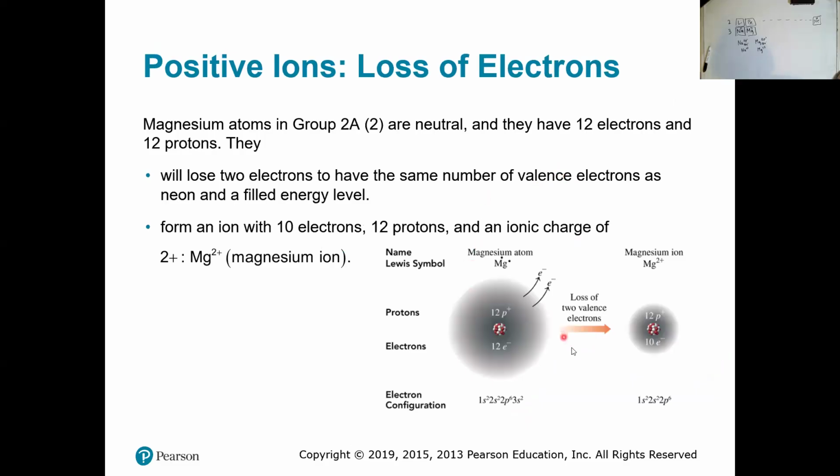They're showing the same thing for magnesium here. Magnesium has 2 valence electrons. So when it loses its electrons, again, it's going to shrink down, get smaller. And it's also going to end up with the same valence electron configuration as neon.